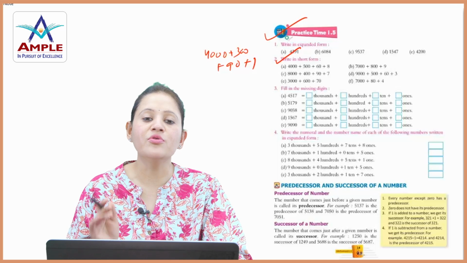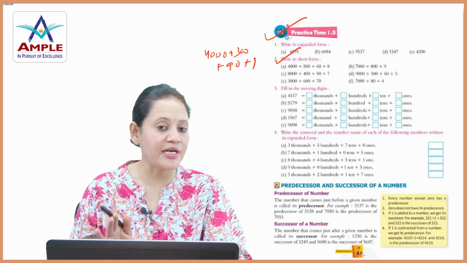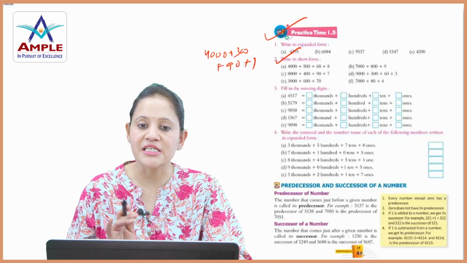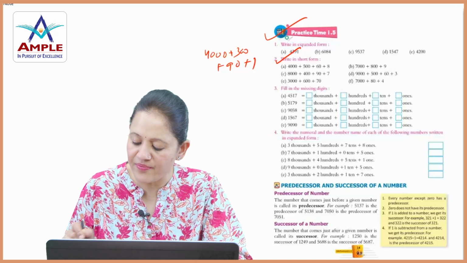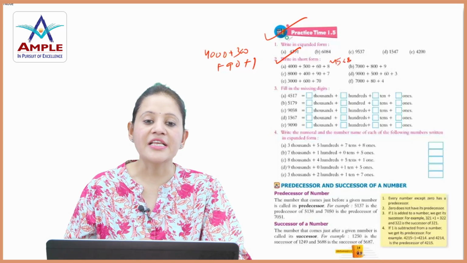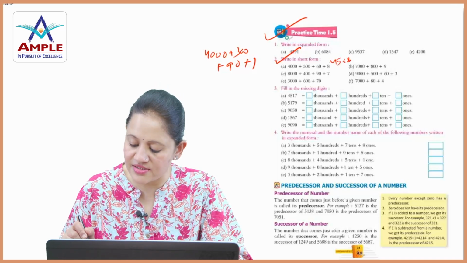Next, write in short form. Here we are given the expanded form, and we have to write it in short form. 4000 plus 500 plus 60 plus 8. Short form: 4568. Clear? Next, fill in the missing numbers.